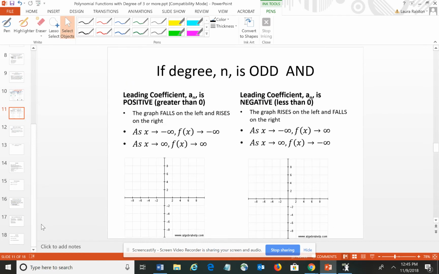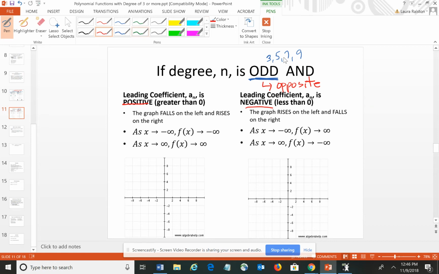Next, you think about if the degree is odd. Again, the degree is that highest exponent. Is it odd? Odd would be values like 3, 5, 7, 9, and so forth. And again, you have to think about that leading coefficient and whether it is positive or negative. And one thing you're going to notice about this is if the degree is odd, your ends do opposite things, meaning one's going to go up and one's going to go down. It's just a matter of which one does which.